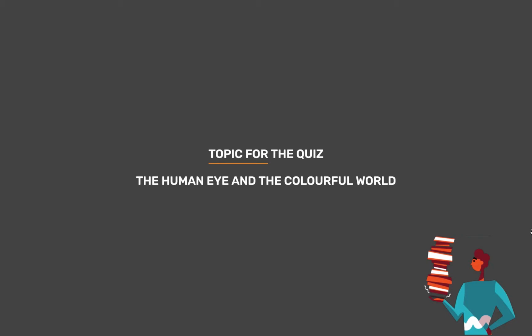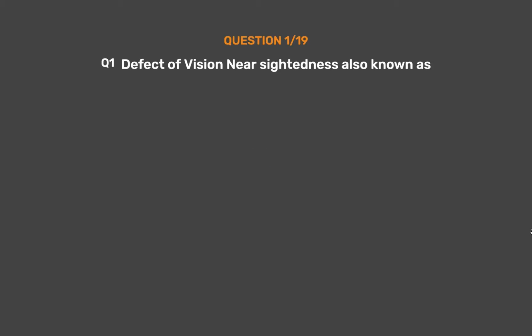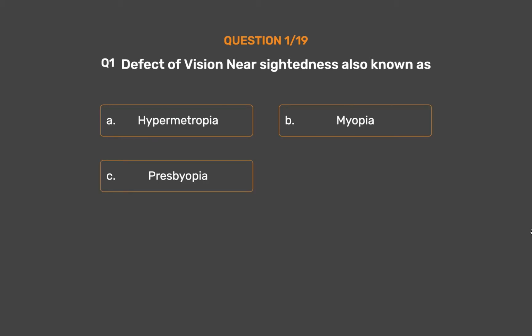Topic for today's quiz is the human eye and the colorful world. Question number 1. Defect of vision nearsightedness, also known as Option A. Hypermetropia. Option B. Myopia. Option C. Presbyopia. Option D. None of this.